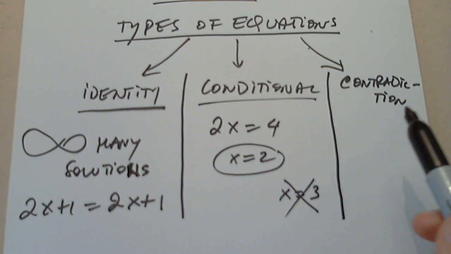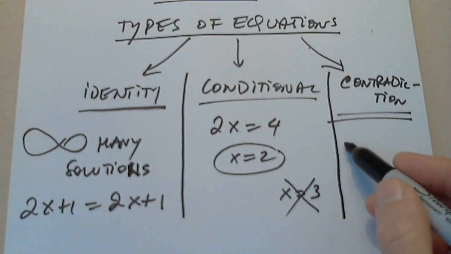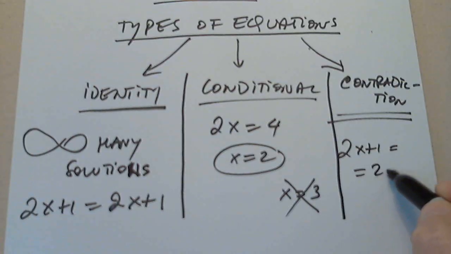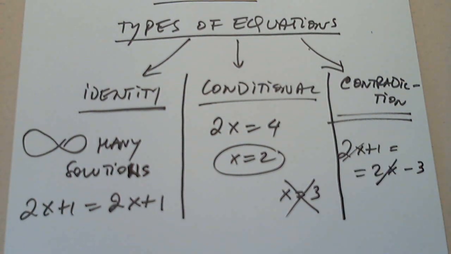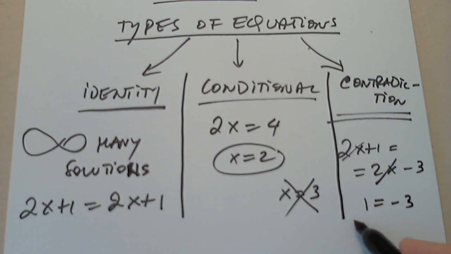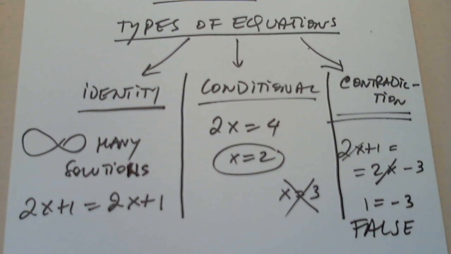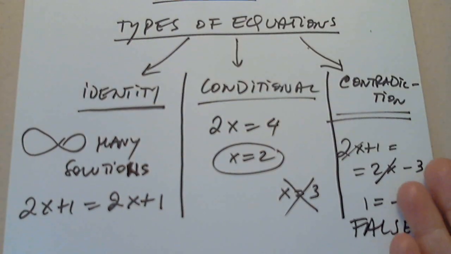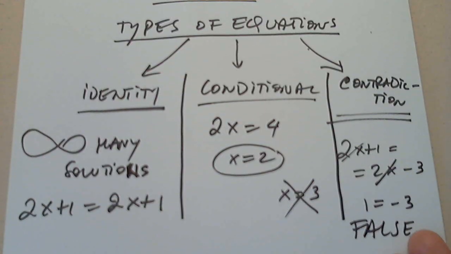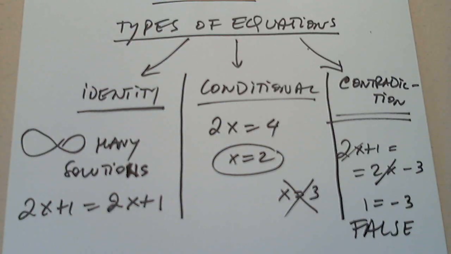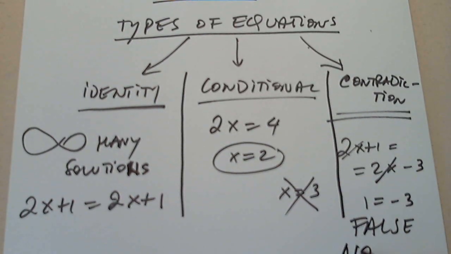What about the contradiction? So here's an example of a contradiction. 2x plus 1 equals 2x minus 3. When I subtract 2x from both sides, I get that 1 equals negative 3. False. So I did not get any x value. There is nothing that works here. And furthermore, I got a false statement. It's not only that I don't have x, but I got a false statement that is not acceptable. So we say that this is a contradiction. And this one has no solutions.